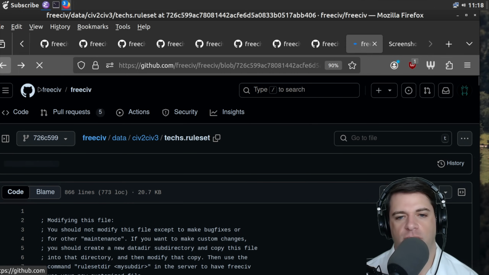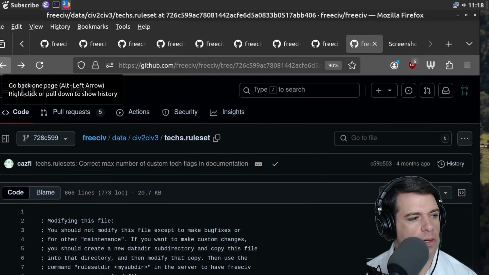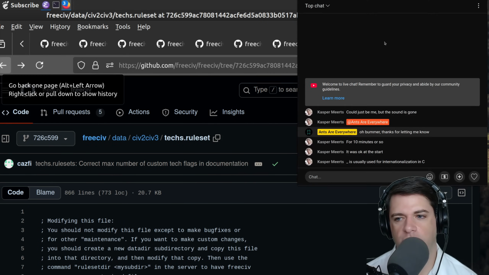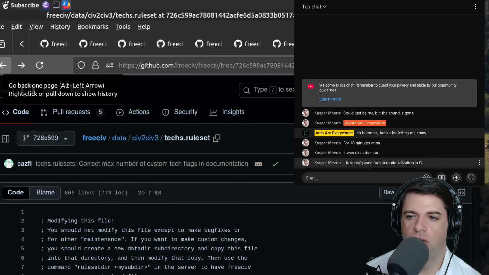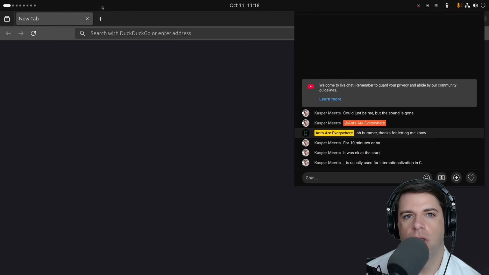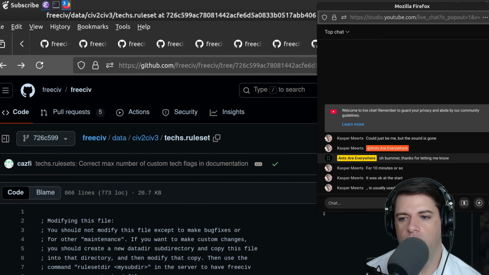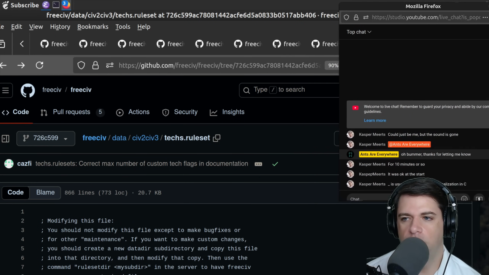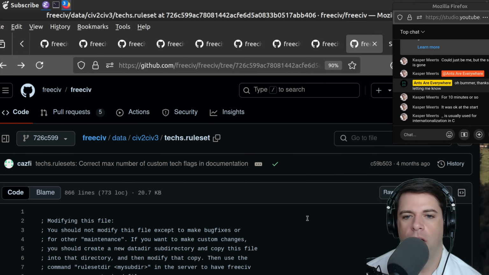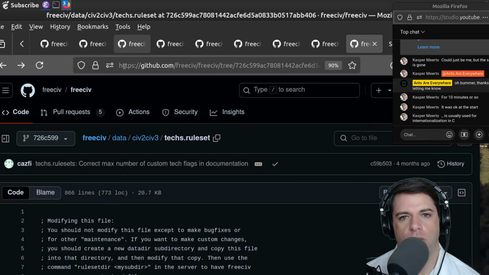All right, so that's the tech rule set that tells you what the tech tree is. Yeah. Oh, and Casper's telling me that underscore is usually used for internationalization. Thank you. I'll put this smaller so I can see it more easily. Okay. So then that's tech. Let's go to another one.